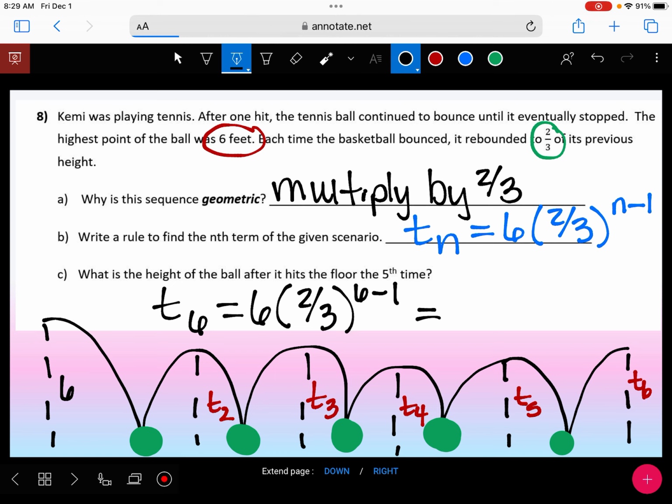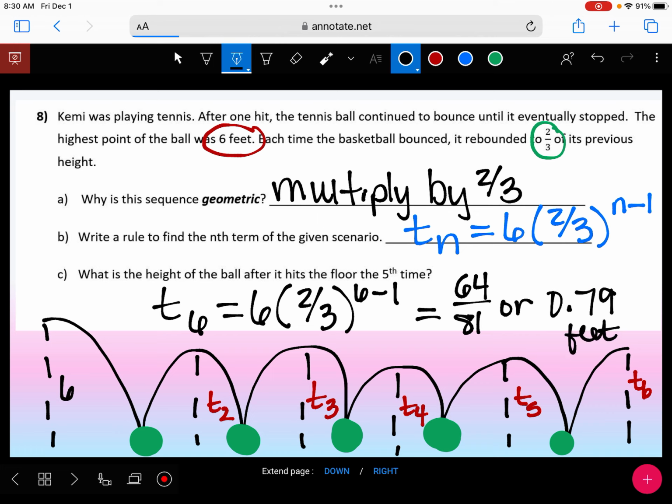So we have 6 times 2/3 to the power of 6 minus 1, which is 5. And most calculators give you a fraction, which is fine. You could say 64 over 81. You could also write that as a decimal, which would be approximately 0.79 feet.